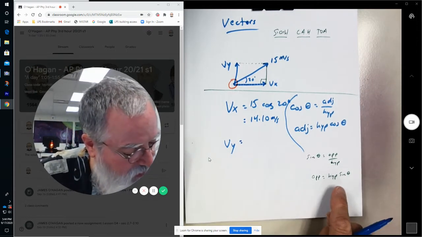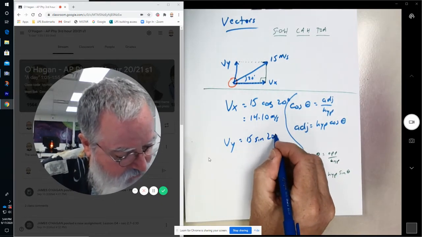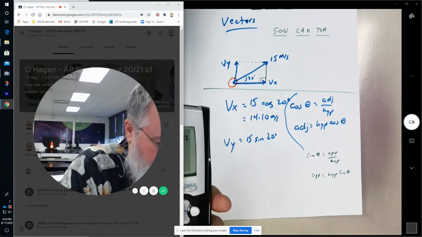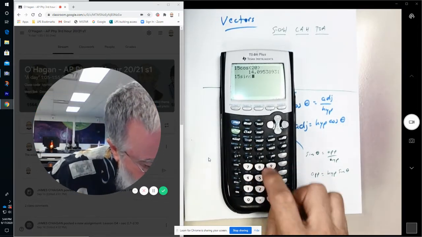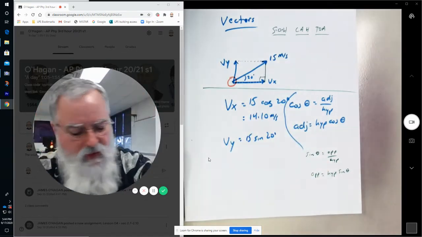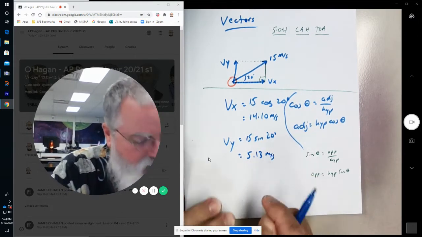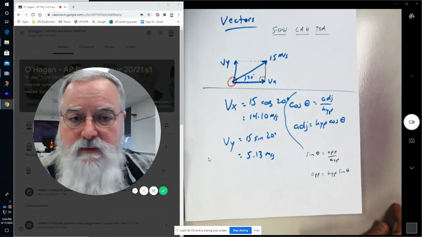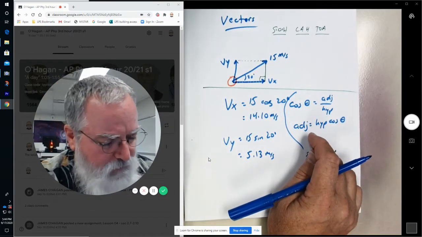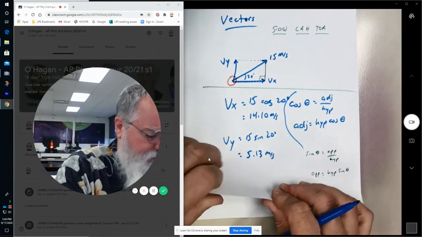So this is going to be the hypotenuse. Again, that's 15 times the sine of 20 degrees. All right, here we go. On 15 sine 20, boom, 5.13. So this one is 5.13 meters per second. Okay, so that's how you find the components. That's how you find the x and y parts of a vector that's at an angle. All right, so far so good.